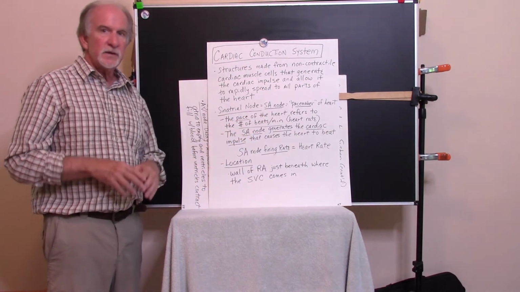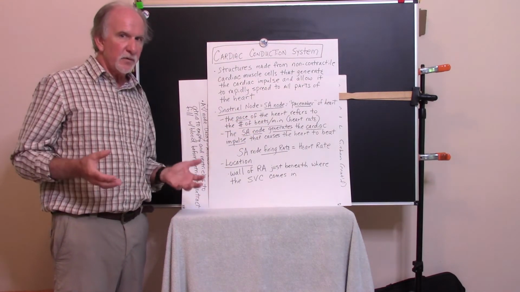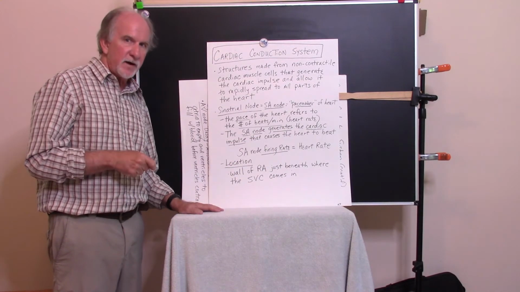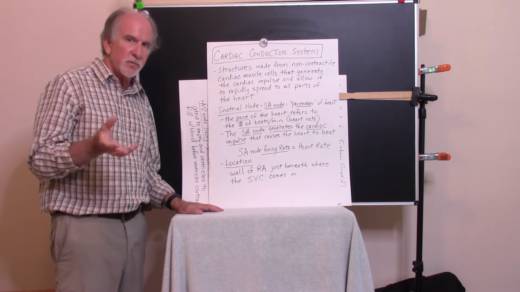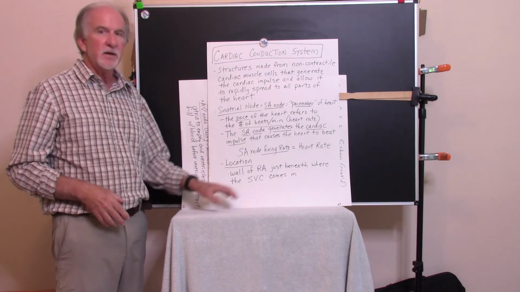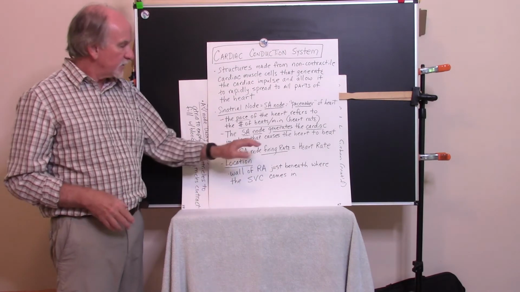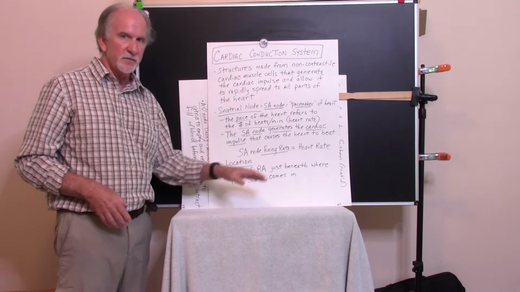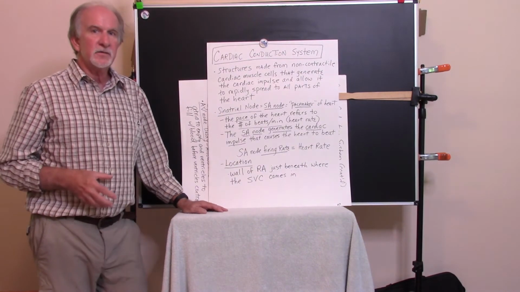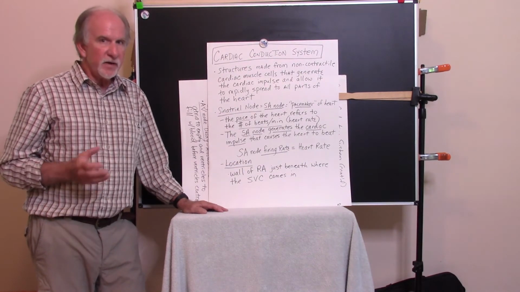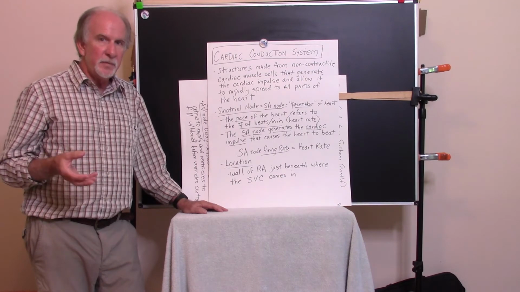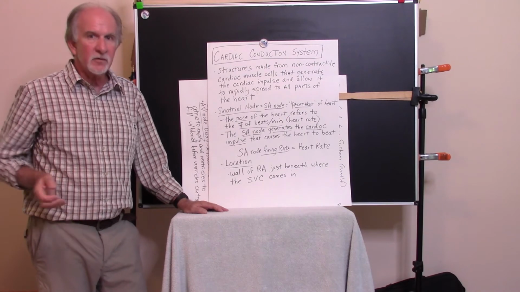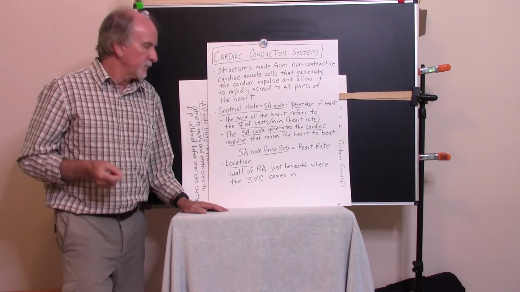The SA node, when it creates the cardiac impulse, is said to fire. So when the SA node fires, you get a cardiac impulse that spreads across the heart and stimulates the heart to contract. So the firing rate of the SA node would be the same as the heart rate. If the SA node fires 75 times in a minute, the heart would beat 75 times that minute, and the heart rate would be 75 beats per minute.